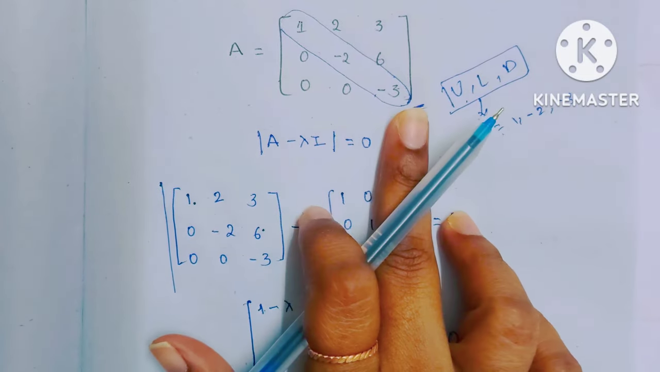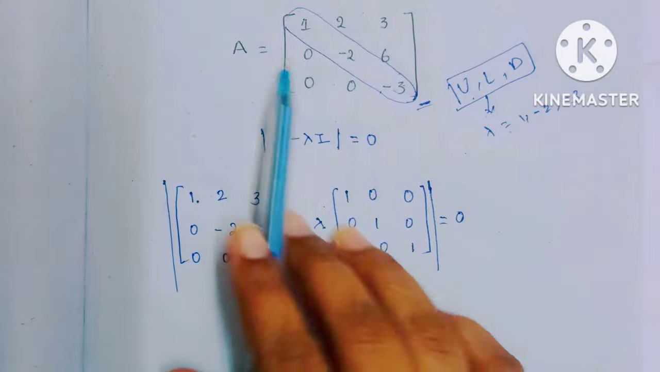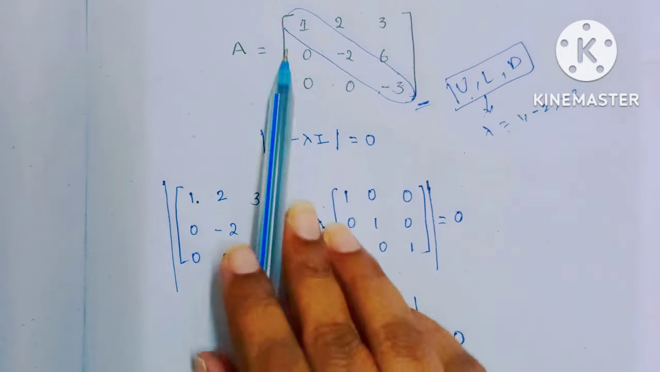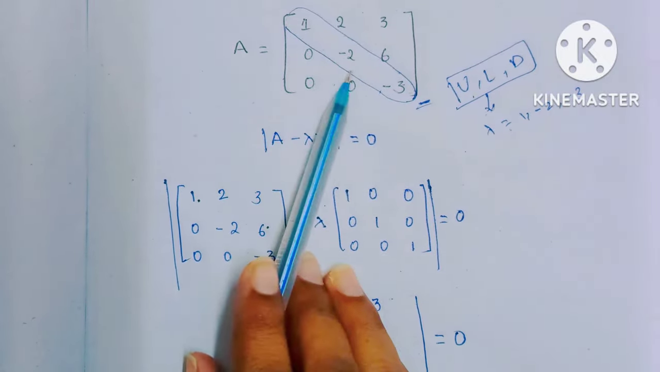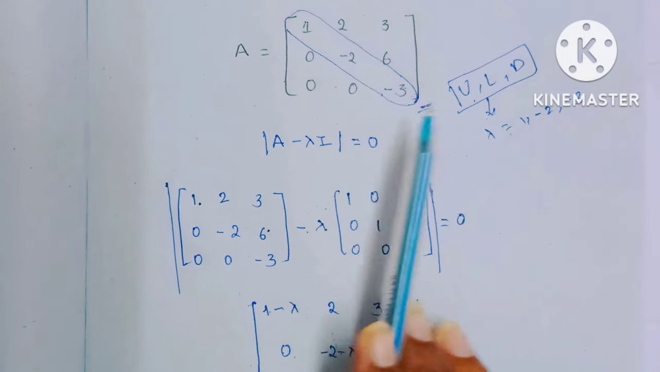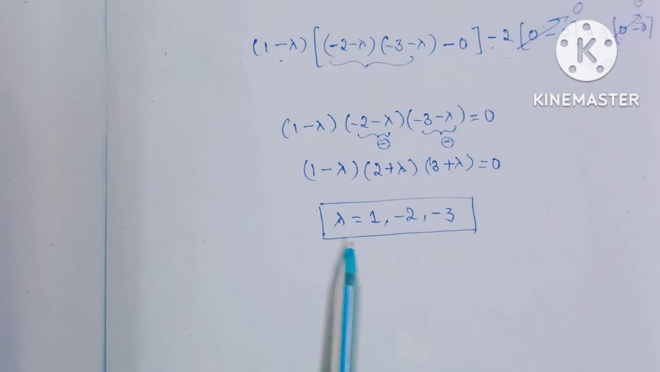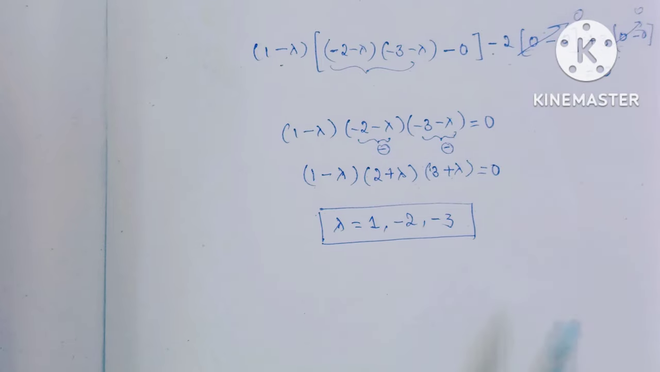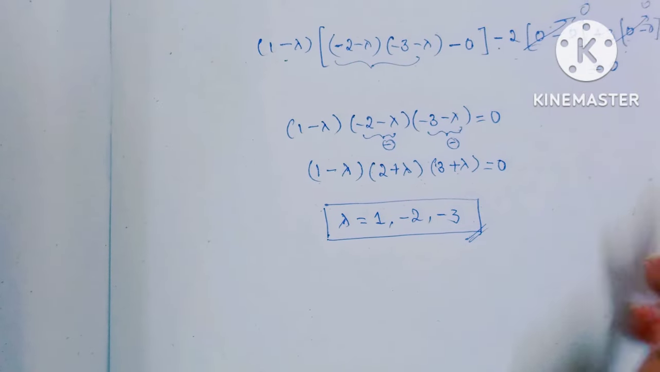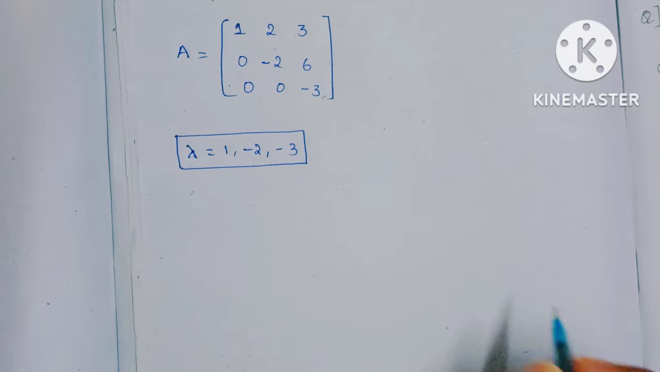This is one of the properties of eigenvalues and eigenvectors. For the upper triangular matrix, the principal diagonal elements are the eigenvalues. So 1, minus 2, minus 3, and we also got lambda equal to 1, minus 2, minus 3. From this we can verify whether we got the correct eigenvalues or not.